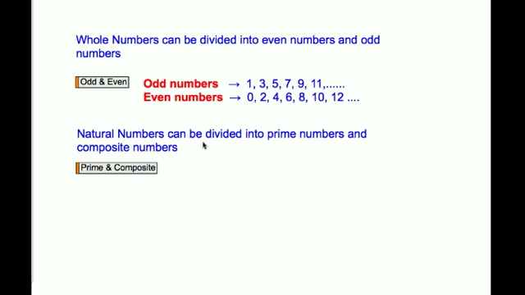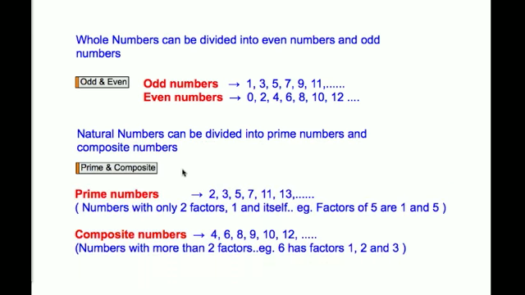Natural numbers can be divided into prime numbers and composite numbers. Prime numbers begin with 2, which is the smallest prime number and an even prime number, then 3, 5, 7, 11, 13, and so on. Prime numbers only have two factors, 1 and itself. For example, the factors of 5 are 1 and 5, and the factors of 7 are 1 and 7.